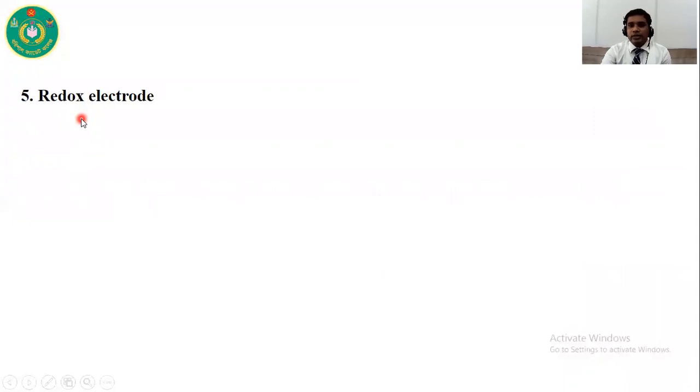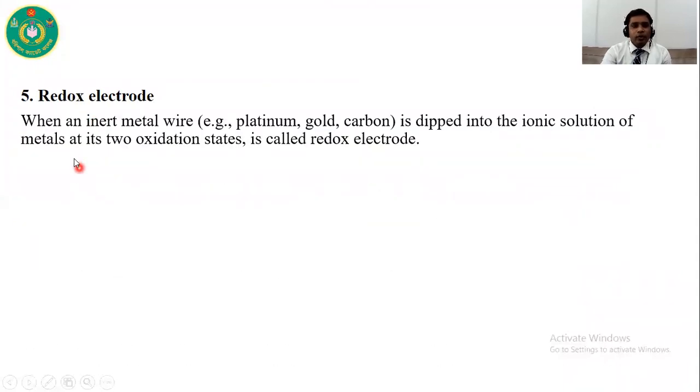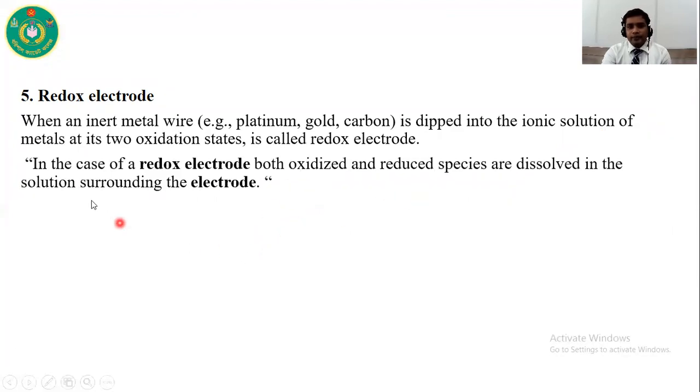Now the last one is the redox electrode. When an inert metal wire, such as platinum, gold or carbon, is dipped into the ionic solution of a metal in its two oxidation states, it is called a redox electrode. In a redox electrode, both the oxidized and reduced species are dissolved in the solution surrounding the electrode. As both oxidized and reduced species are present, this is called a redox electrode.